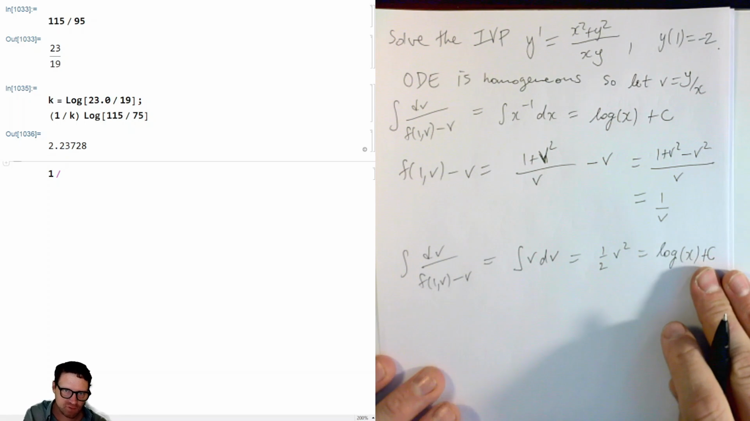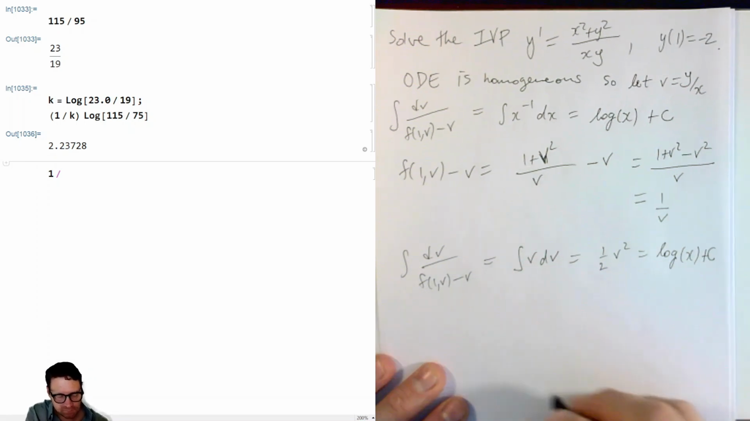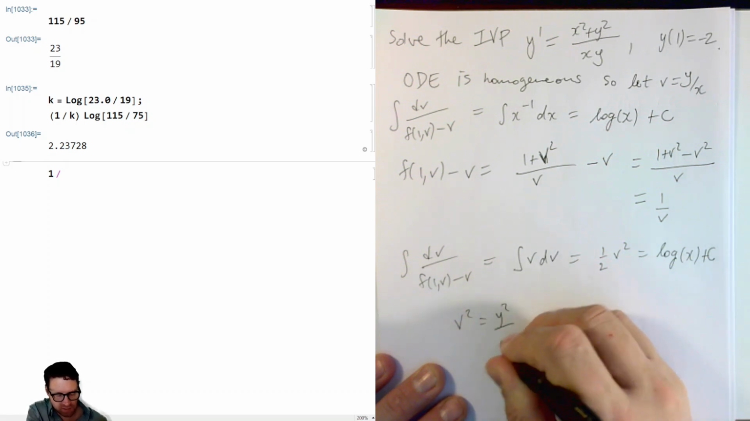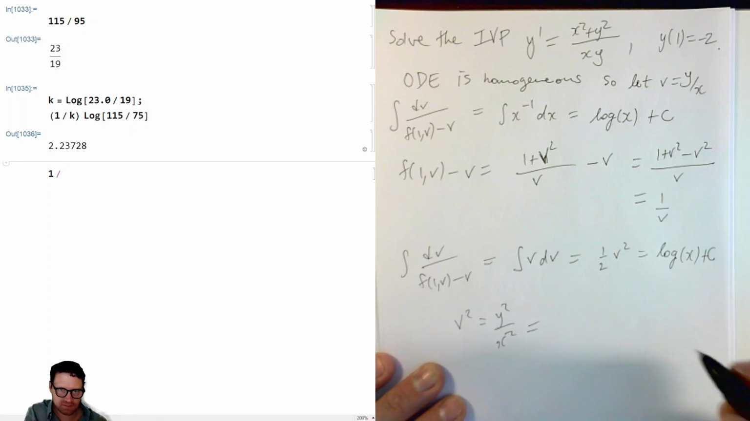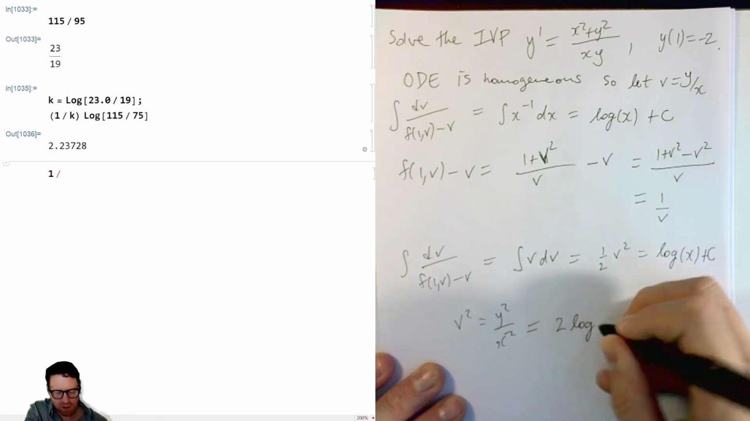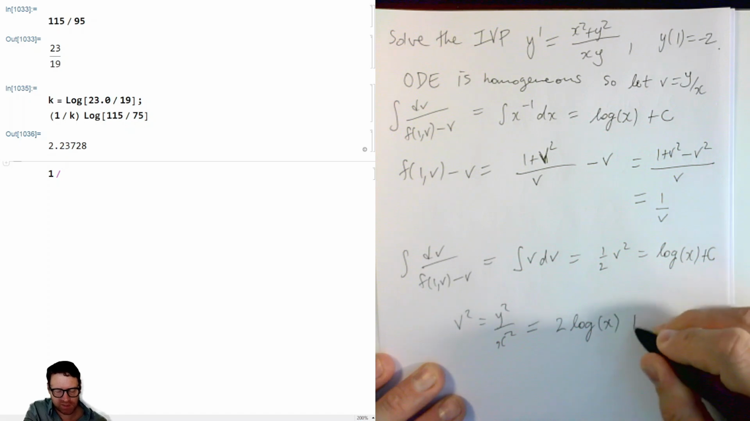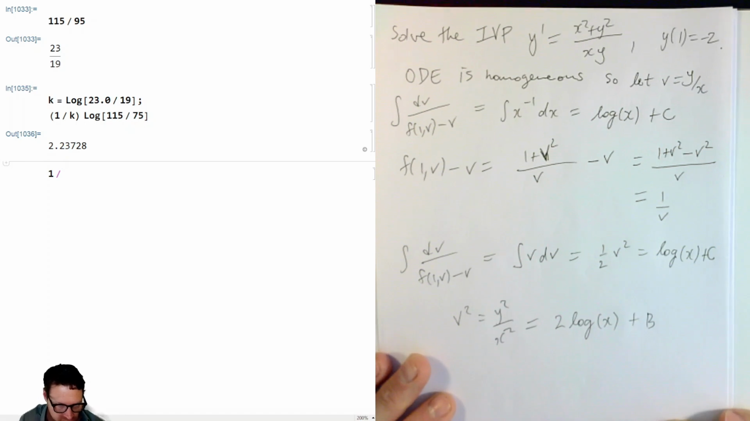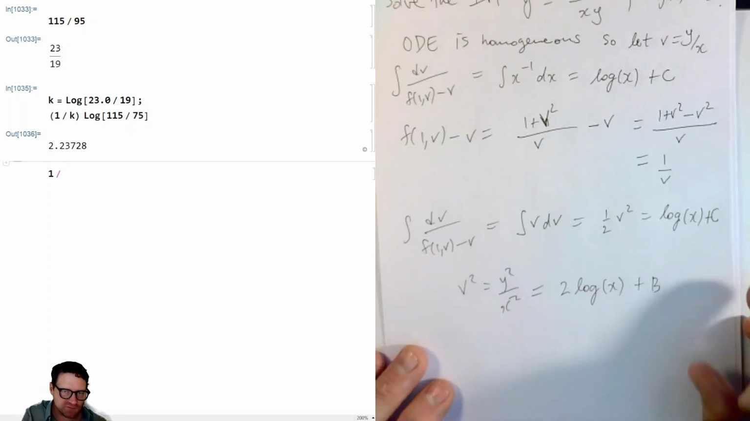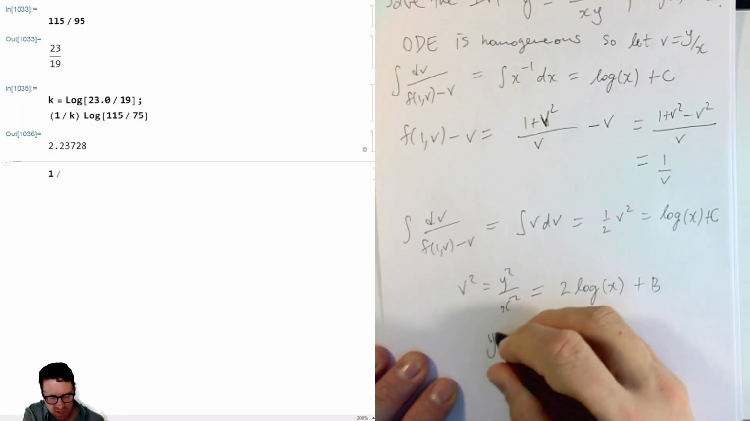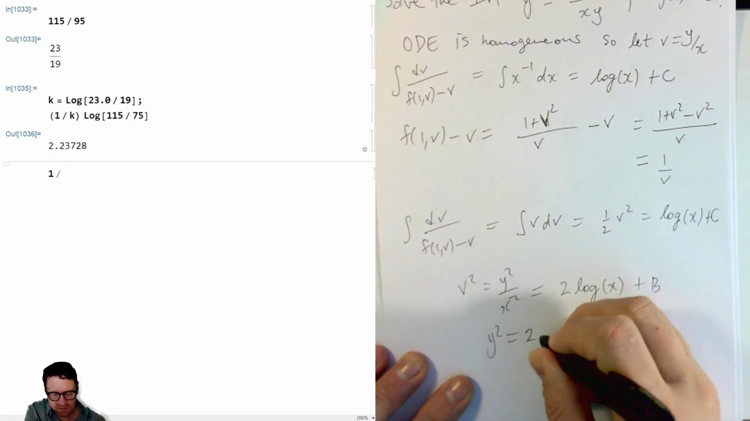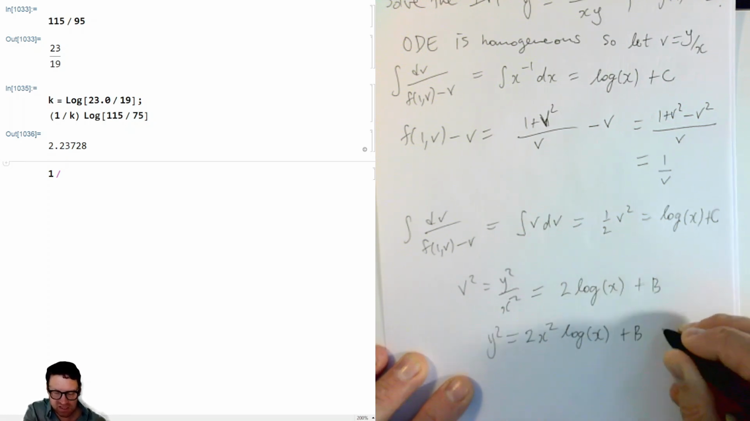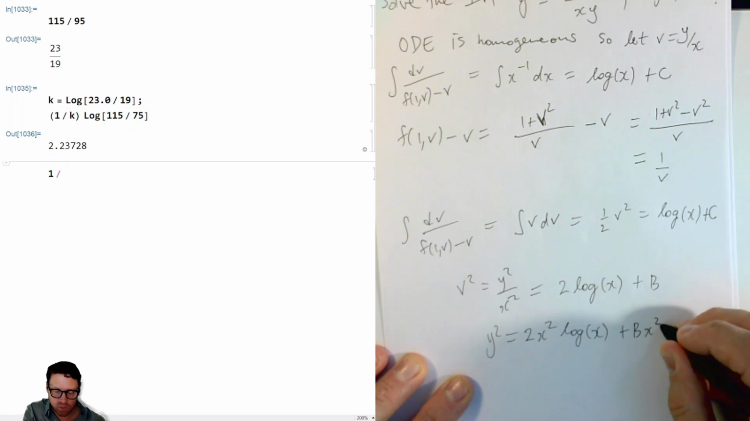Okay, let's multiply throughout by 2. So v squared is equal to y squared on x squared, which is 2 log of x plus twice c, but let's just call that b. Okay, and so we can now finish this off by saying y squared equals 2x squared natural log of x plus bx squared.